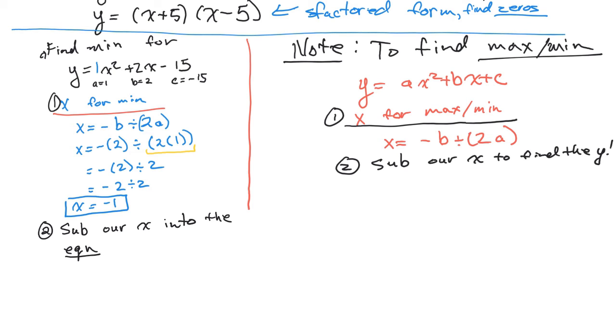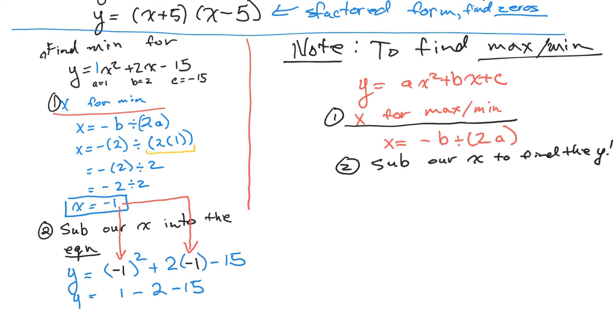Let's start. y is equal to bracket squared plus 2 bracket minus 15. The negative 1 needs to go here, and it also needs to go right here. So we end up with negative 1 squared plus 2 times negative 1. Punch negative 1 squared in your calculator to get 1. Then 2 times negative 1 gives us negative 2. Then minus 15, and you end up with y is equal to negative 16.